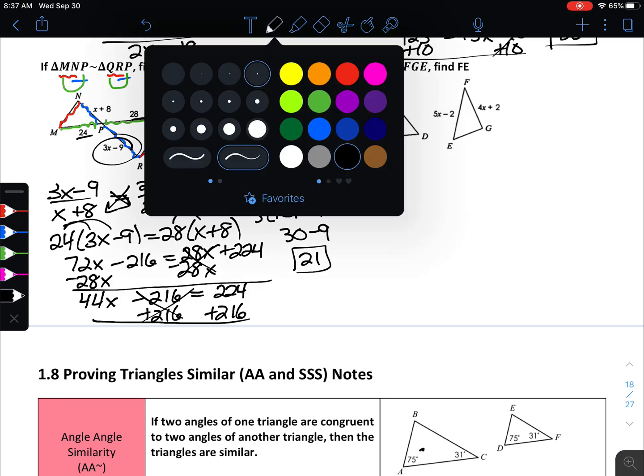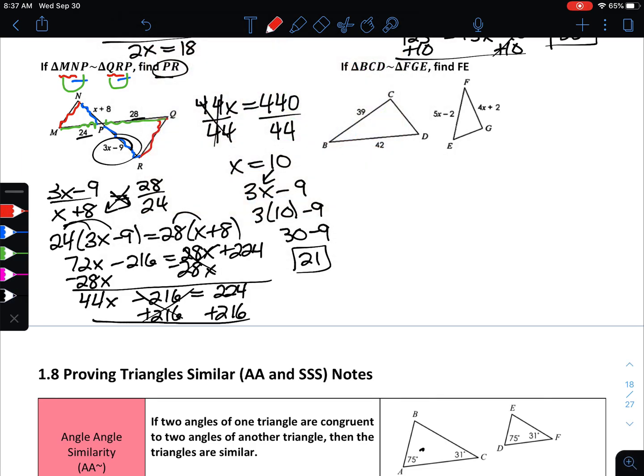All right, one last problem. Let's take a look at it. So we've got that BC matches up with FG. So here's BC, here's FG. So far, so good. Next, we have that CD matches with GE, and unfortunately, we don't get anything from that. So finally, D wrapping back to B, and E wrapping back to F. We get that 5x minus 2 and 42 match up.